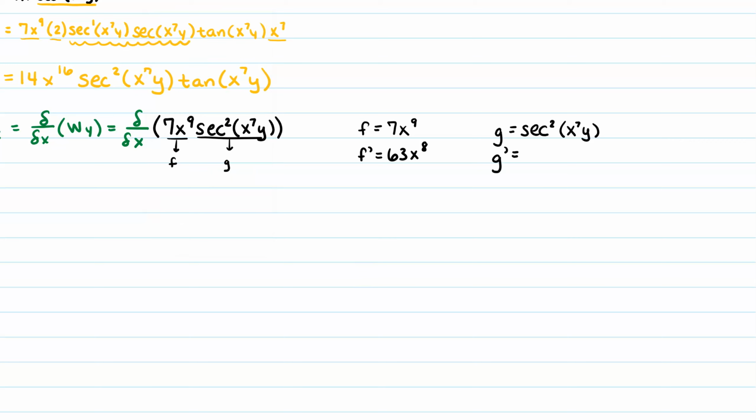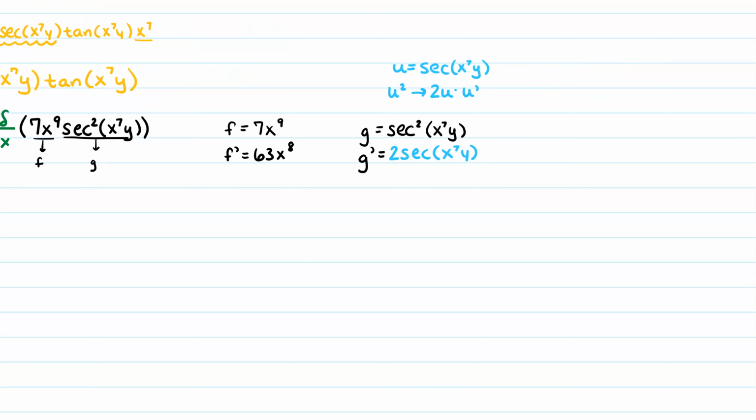So for this guy, my u is secant of x^7y, and I've got u squared. So when I take that derivative, it's 2u times u prime. So I'm going to start there. I'm going to do 2 secant of x^7y. So now I have to figure out u prime. So what's the derivative of secant? It's secant tangent. So secant x^7y tangent x^7y.